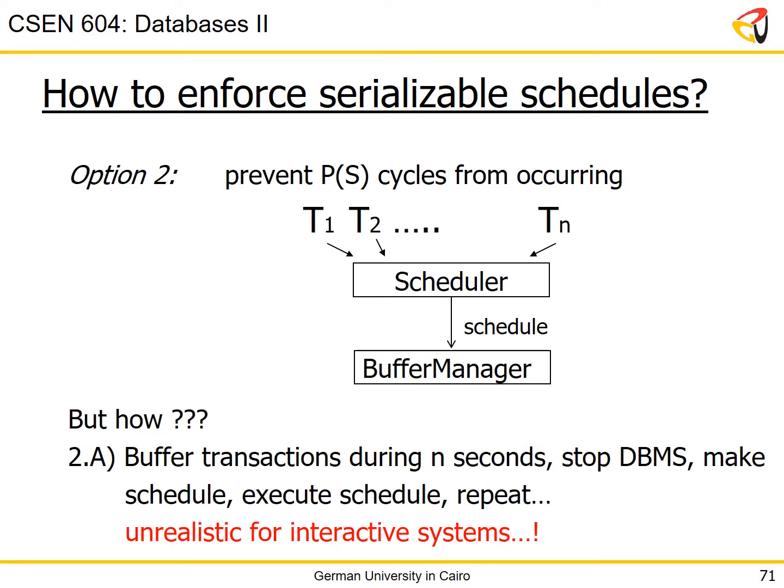Now, the option that you might think of as well is, as it says in 2.8 down there, you buffer the transactions during n seconds, you stop the DBMS, make the schedule, execute the schedule, and repeat. In other words, you would create a window and accept transactions during this window. And when the window elapses, when the time for the window passes, you start actually processing the transactions. That's why I say buffer the transactions.